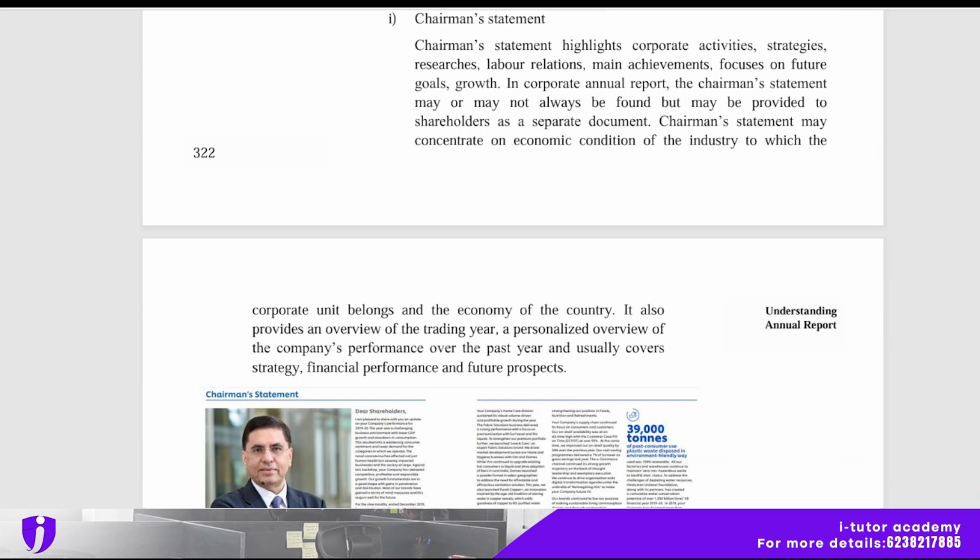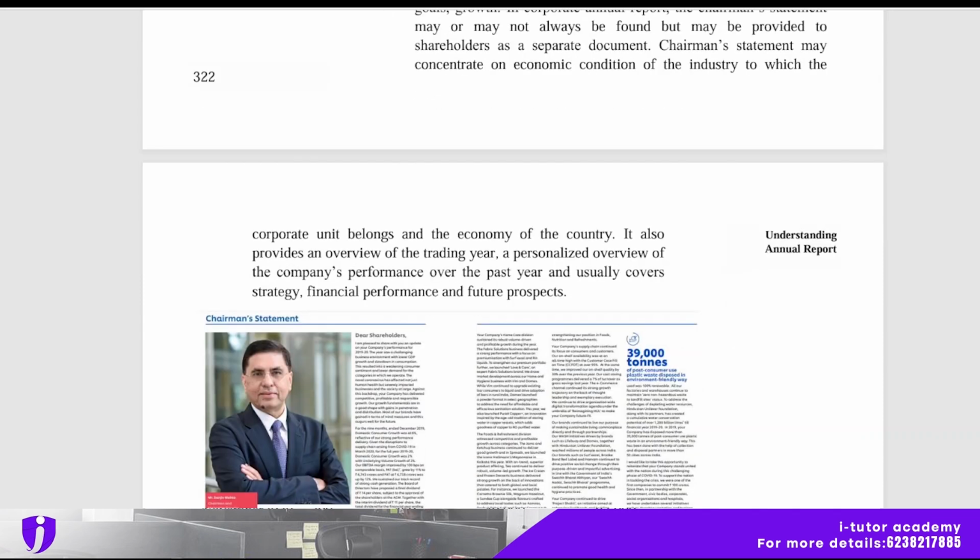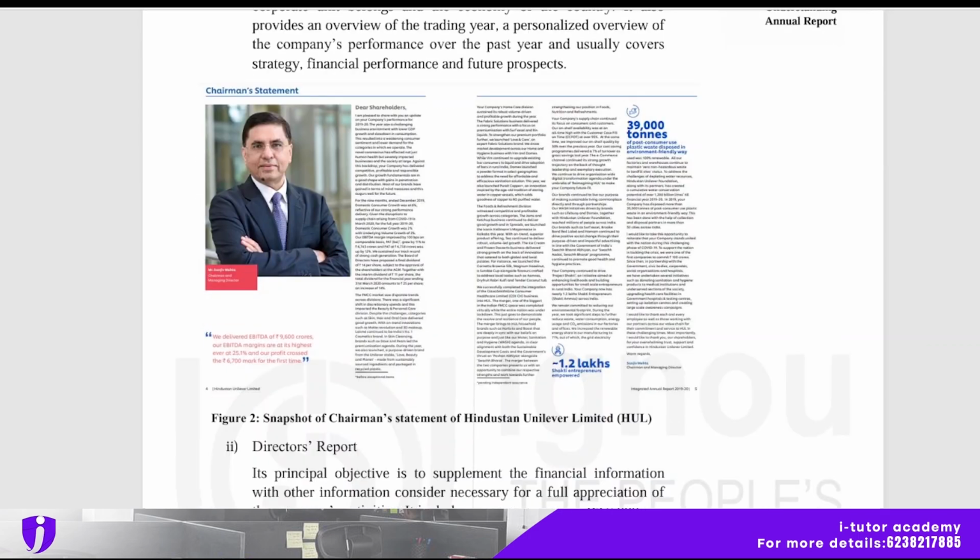In corporate annual report, the chairman's statement may or may not always be found but may be provided to shareholders as a separate document. Chairman's statement may concentrate on economic condition of the industry to which the corporate unit belongs and the economy of the country. It also provides an overview of the trading year, a personalized overview of the company's performance over the past year, and usually covers strategy, financial performance, and future prospects.